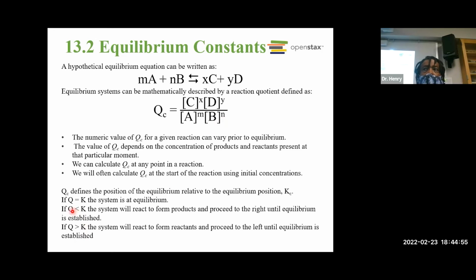K represents the equilibrium constant. Okay. KC, yeah. Sometimes we have to calculate it. Sometimes it's given. Good question. Sorry, I got ahead of myself. It's a set value, right? Equilibrium is always going to be the same at a given temperature.